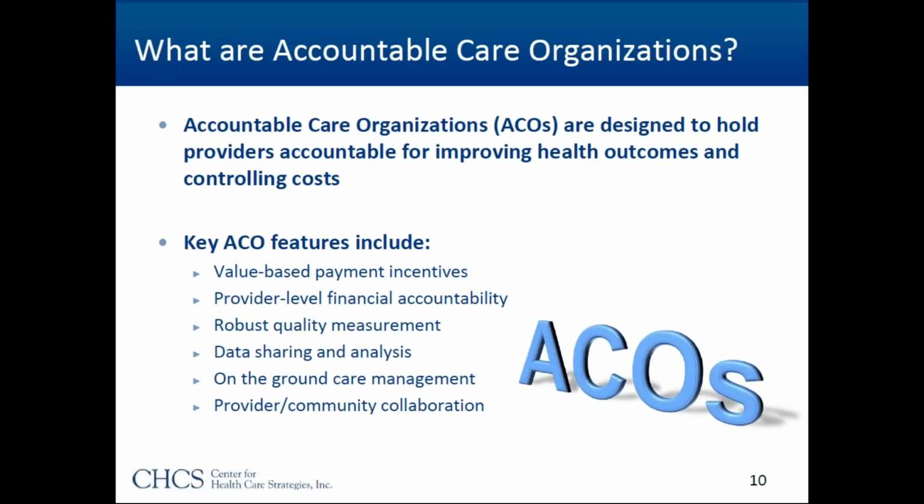So a common question is, what are accountable care organizations? Many people have many different definitions for what accountable care organizations are. There's not really a correct definition for what they are. But they are generally designed to hold providers more accountable for improving health outcomes and controlling costs. When you take a look at what an ACO looks like, they tend to include certain specific features, and those are listed on the slide there. Not all of them are present in every ACO model, and it's not like a checklist that you have to complete, but we've seen ACOs tend to have value-based payment incentives, provider-level financial accountability, robust quality measurement, data sharing and analysis, on-the-ground care management, and provider community collaboration. There's also a movement through SIM and other multi-payer efforts to align ACO efforts across Medicare, Medicaid, and commercial payers.